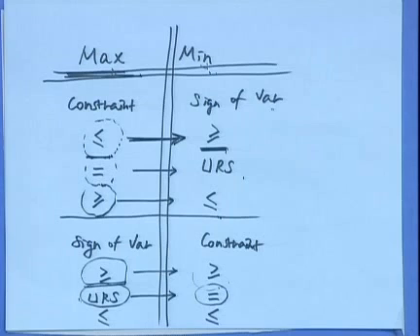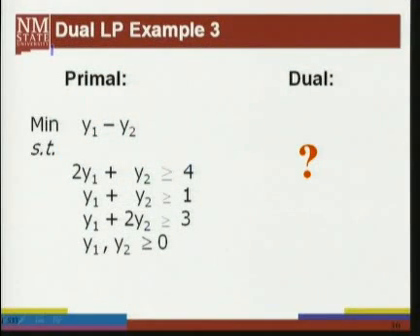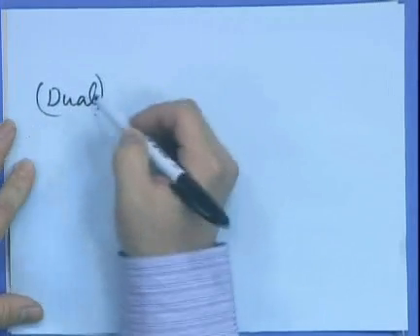Okay, then let's take another example. At this time, we are given a minimization problem as the primal problem, and we'd like to construct a dual problem. Okay? Because this given LP problem is in the form of the primal in the symmetric primal-dual pair, right? Which is a minimization problem with greater than or equal constraints and non-negative variables. Which means its dual problem must be a maximization problem with less than or equal constraints and non-negative variables, right? So its dual problem would be like this.